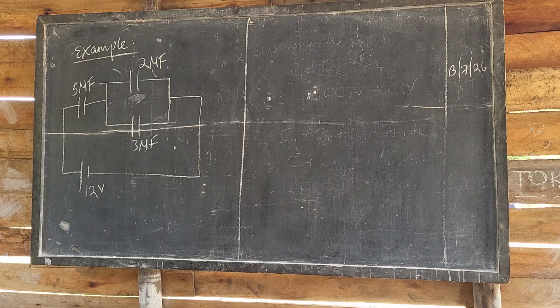Calculate the effective capacitance of the system and hence find the charge on each capacitor. And then two, the total charge of the system.